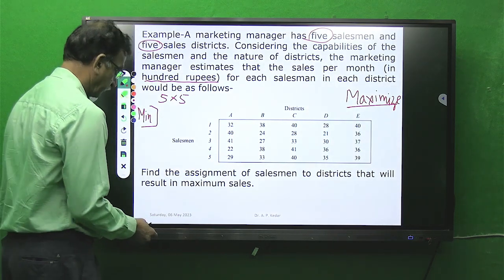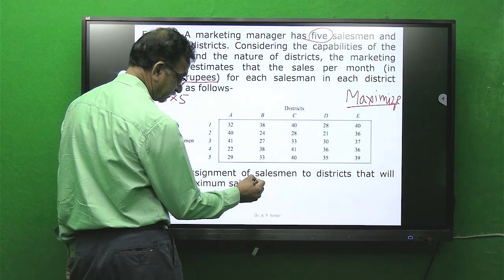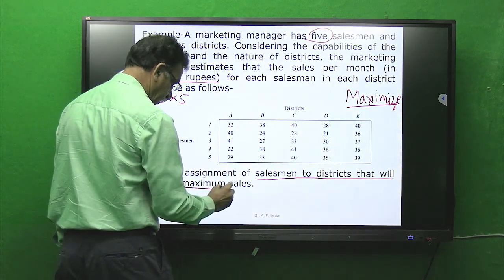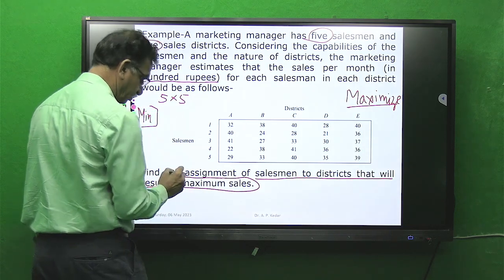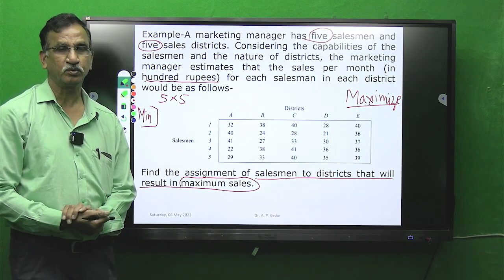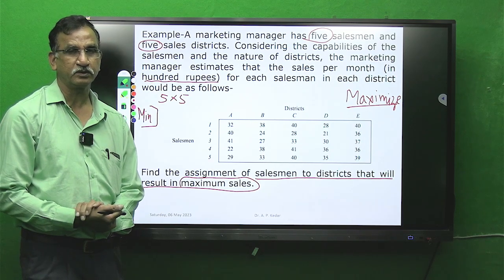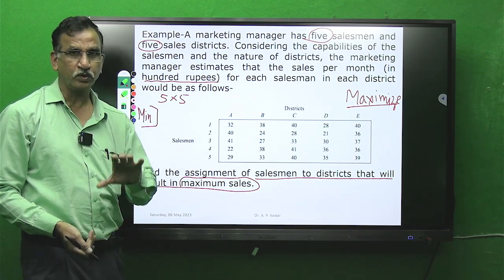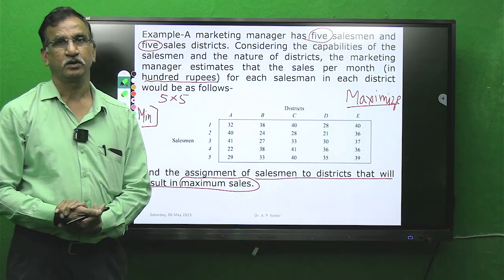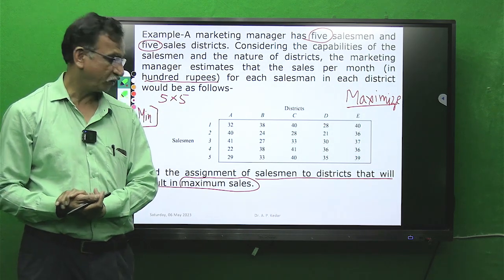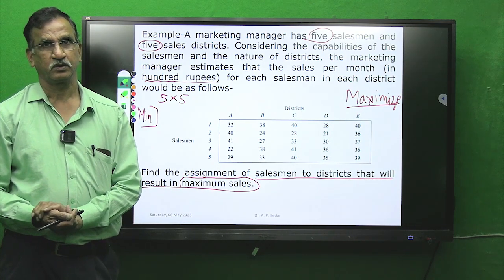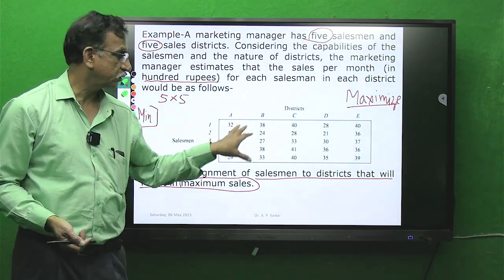What is asked? Find the assignment of salesmen to the districts that will result in maximum sales. Now students, whenever it is sales, no organization, no manager will be interested in lowering or minimizing sales. The objective function with sales will always be maximize sales.